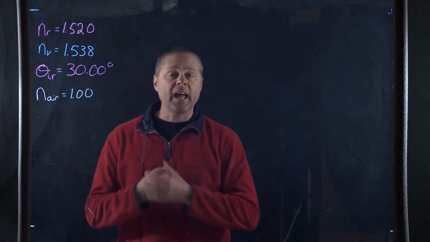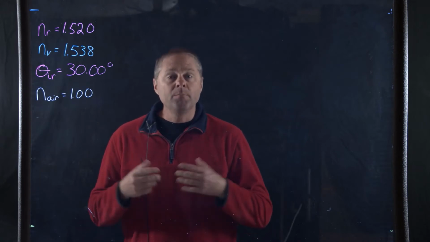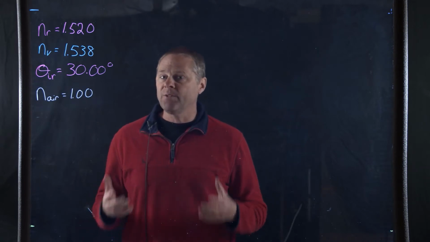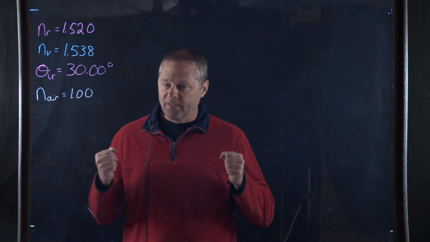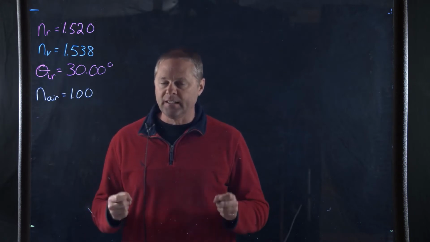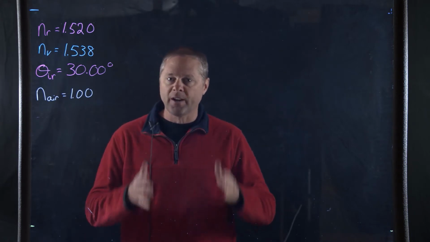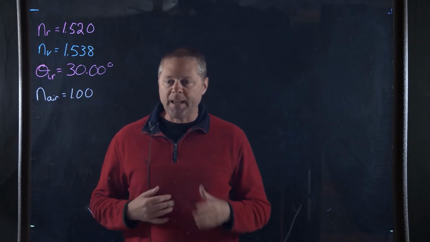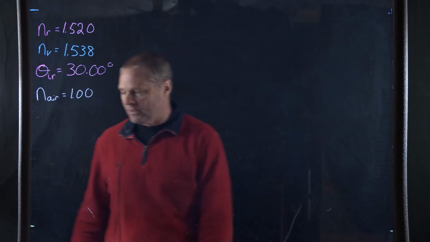So white light has several indices of refraction because it has different wavelengths of light. Each wavelength is going to have a different index of refraction based on the material. So let's read the problem.